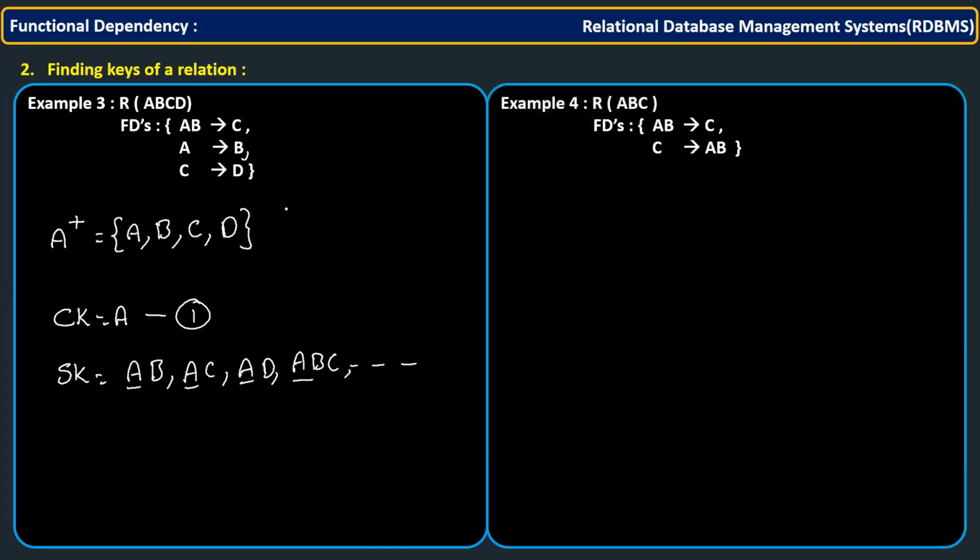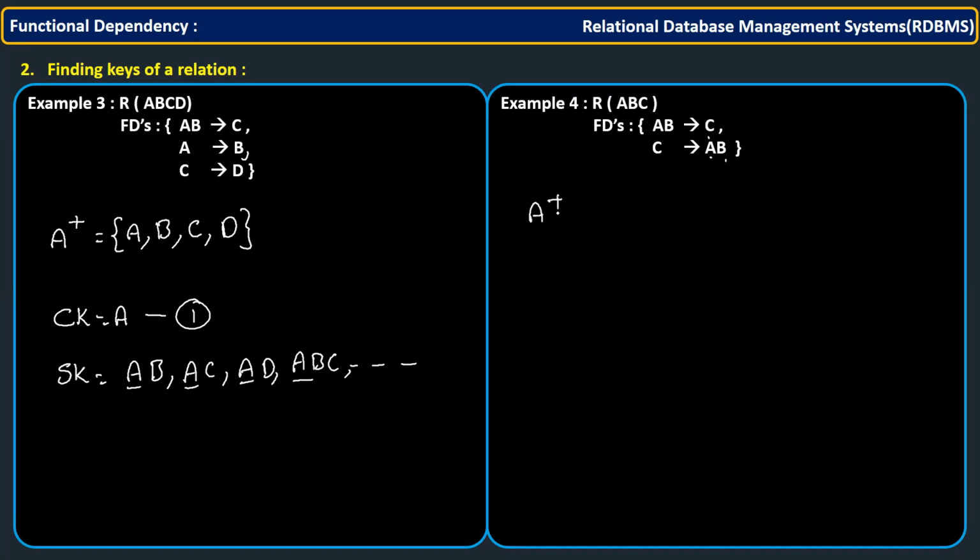So let us see one more example here. In this example, if you see, 3 attributes are there in the relation. Now, which attributes are not there in the RHS part? A is there, B is there, C is there. All are there. So now let us go individually.